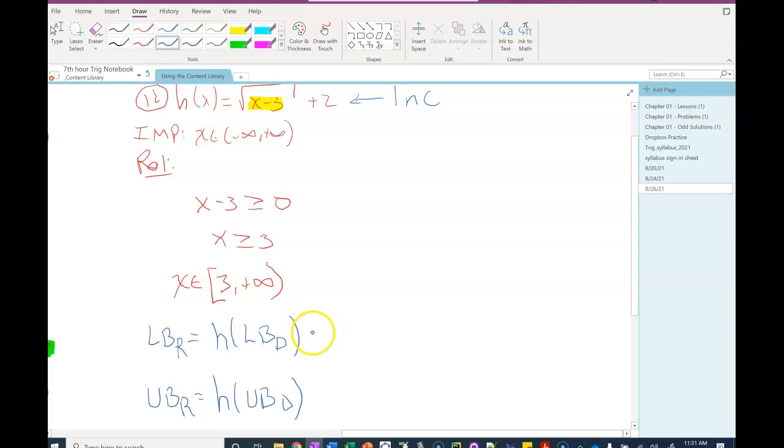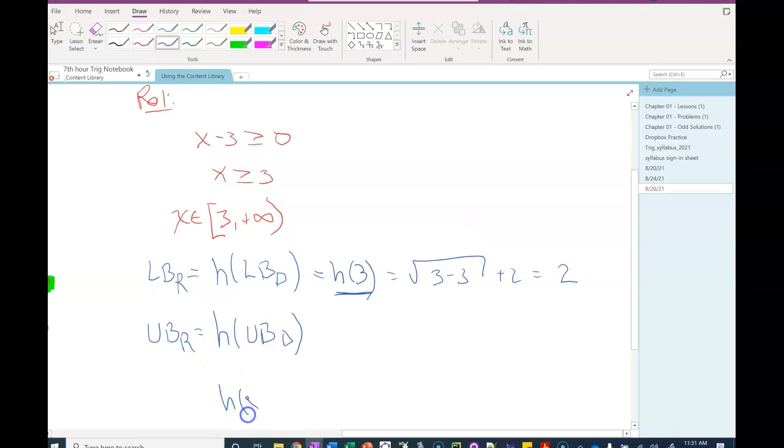Okay, so I'm just going to do h of 3, because that was the lower bound for my domain. So 3 minus 3, square rooted, plus 2. That just turns out to be 2, right? 3 minus 3 is 0. The square root of 0 is 0, and then plus 2. So you basically plugged in the 3 for x? Yep, because that's what h of 3 means, right? Because you're just plugging 3 in. Everybody's good with that?